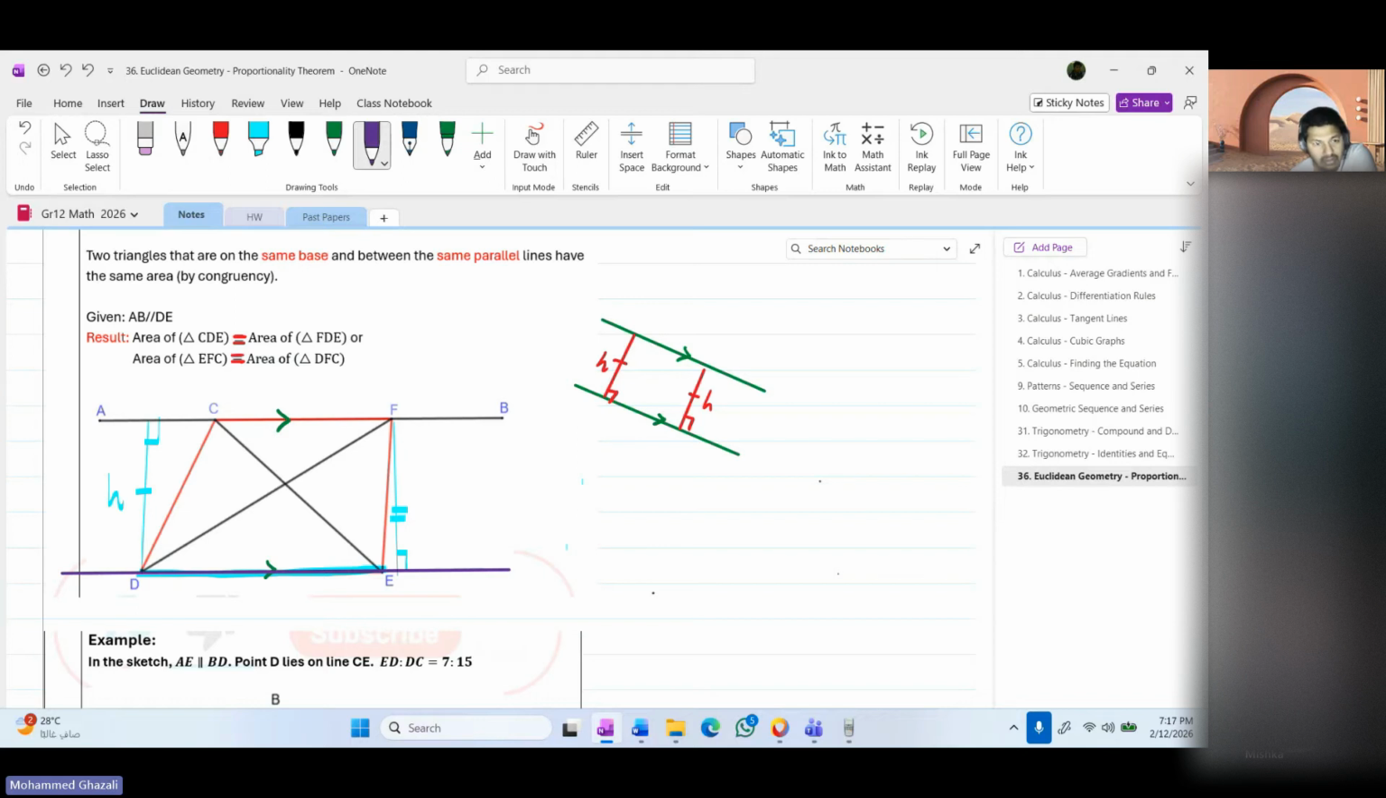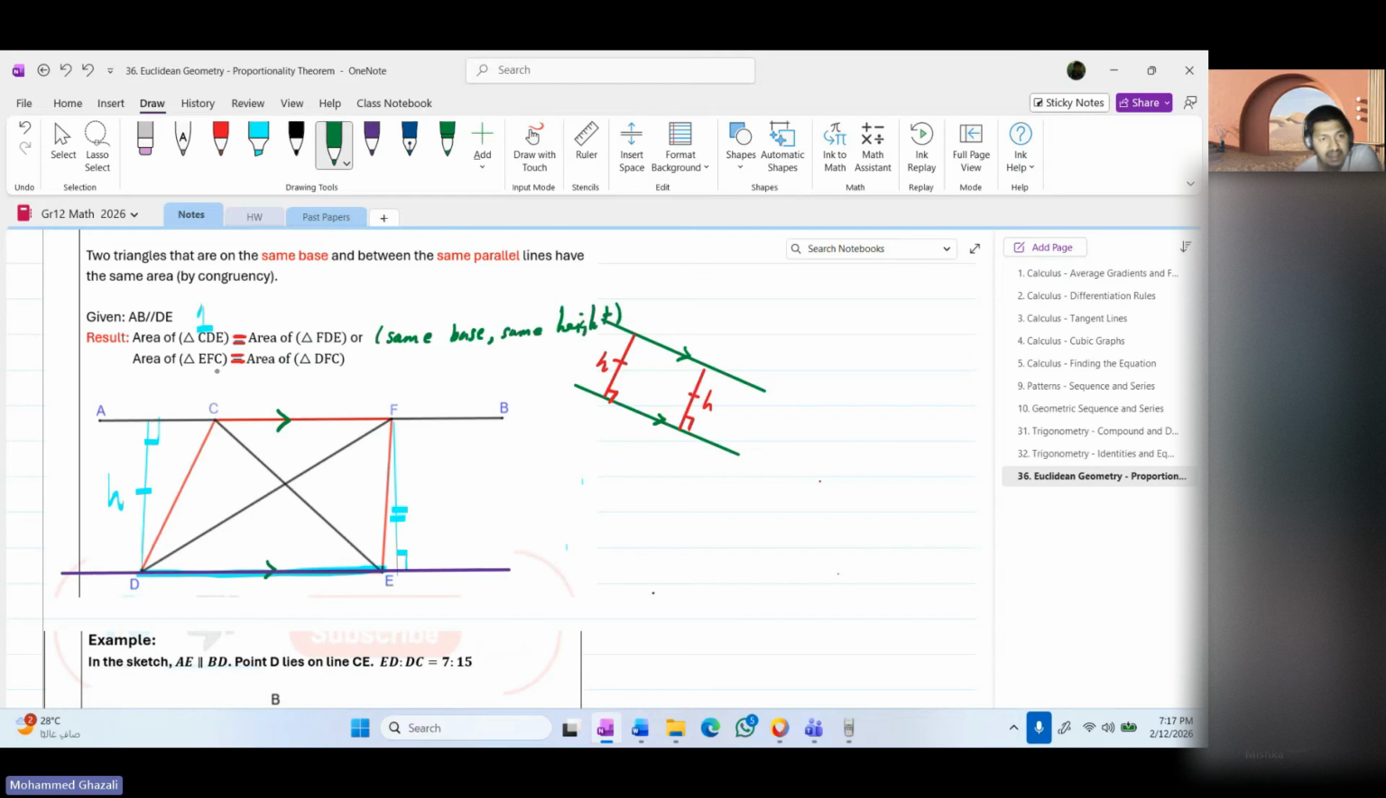So we say area of triangle CDE. Where's CDE? This triangle here, right? Which is 1, is equal to area of triangle FDE. There's triangle 2, right? So those will have equal areas. And the reason is same base, same height. And we need to use this for the proportionality theorem. And what's the reason? Same base, same height. That's the reason we use, okay?